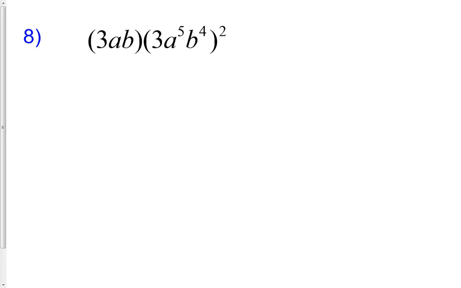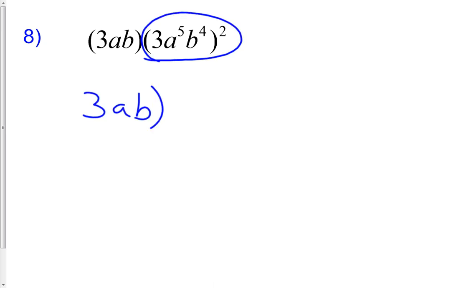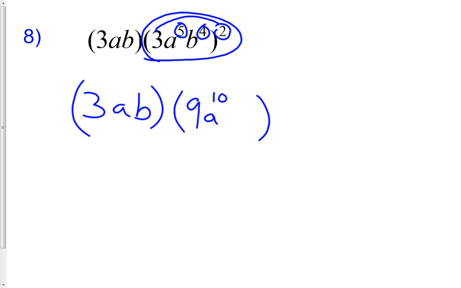Question number 8, we're going to follow order of operations. So we're going to do this first. So my 3ab is just going to hang out for a second. And then my next one, I'm going to square 3. 3 squared is 9. a to the 5th squared. When a power is raised to a power, you'd multiply. So I get a to the 10th. And b to the 4th squared, you'd multiply those two and get b to the 8th.